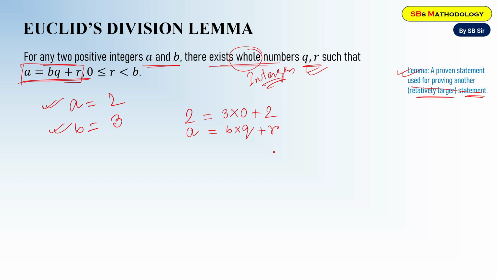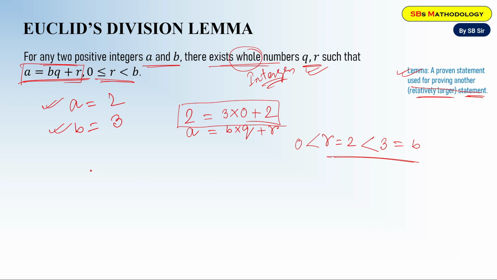Now we have to understand whether this satisfies our condition or not. What are the conditions? 0 less than or equal to r less than b. That is, r must be less than b and greater than or equal to 0. Here r is 2, which is definitely less than 3, and 3 acts as b. So r less than b is satisfied. Also 2 is greater than 0. So r satisfies the given condition. This is why we can write 2 equals 3 into 0 plus 2. This is why Euclid's division lemma works.